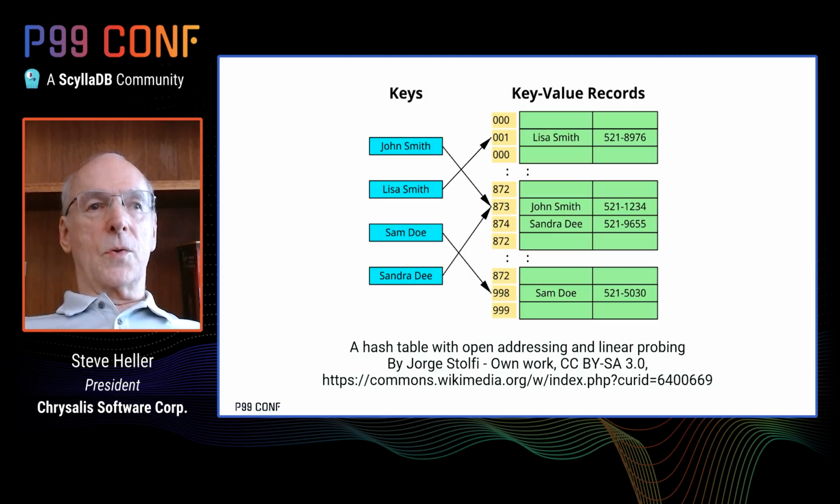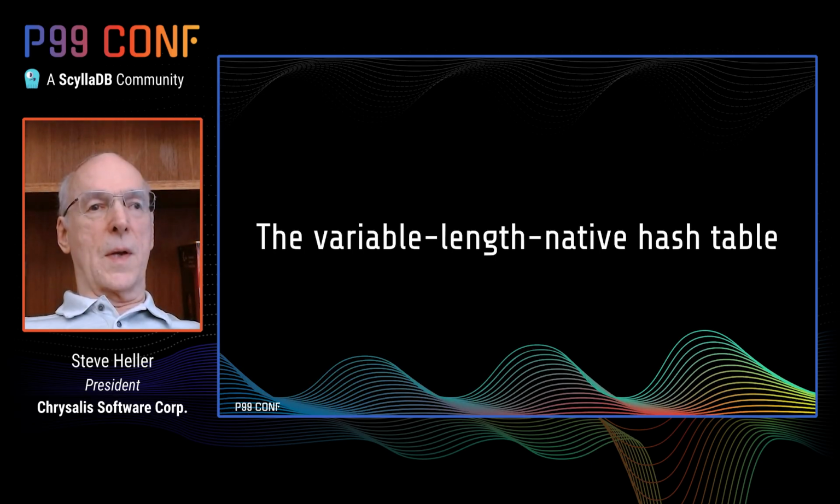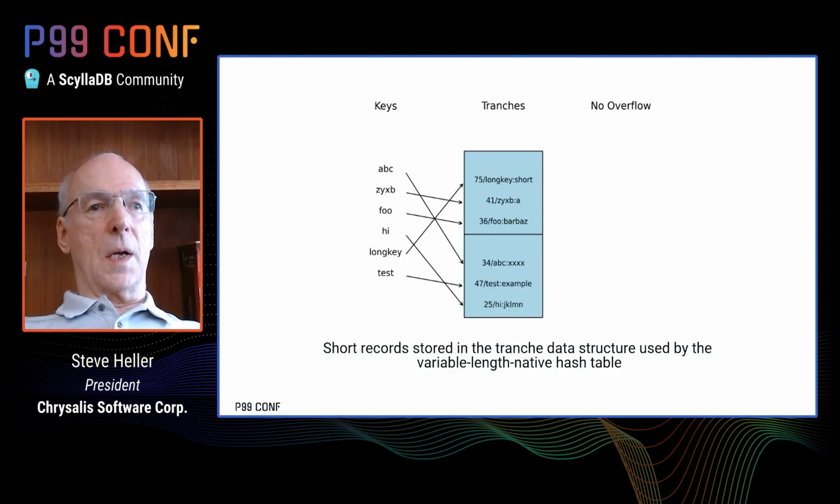But what if records are variable length? Is there a way to access such a record with only one random access? Computer science textbooks are silent on this question, but it turns out that the answer is yes, with a variable length native hash table. The key insight is to divide the hash table not into slots that hold one record each, but into tranches, fixed size blocks, each bigger than any single record will store.